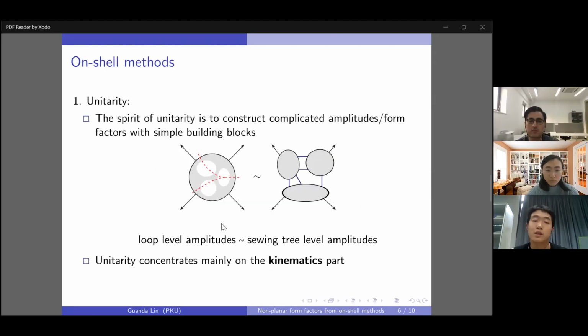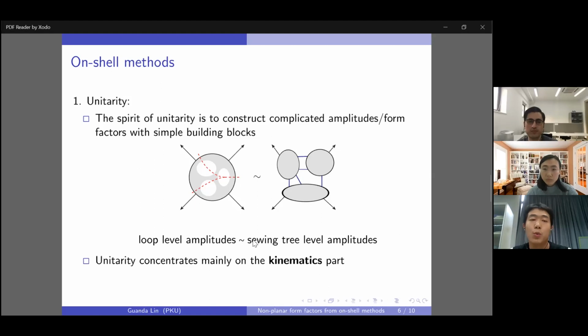So how can we calculate them? The first method is the unitarity method. The spirit of unitarity is to construct complicated amplitudes or form factors from simple building blocks. For example, one can calculate loop-level amplitudes just by using simple tree-level amplitudes. Unitarity focuses mainly on the kinematics part.